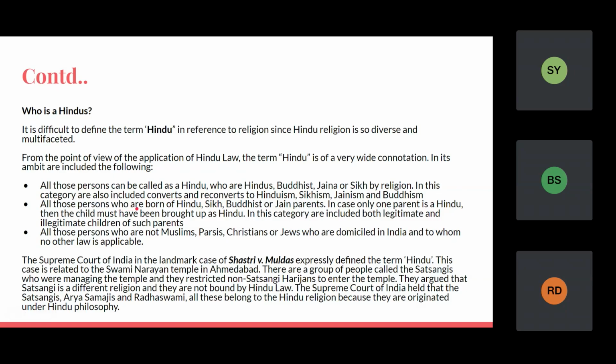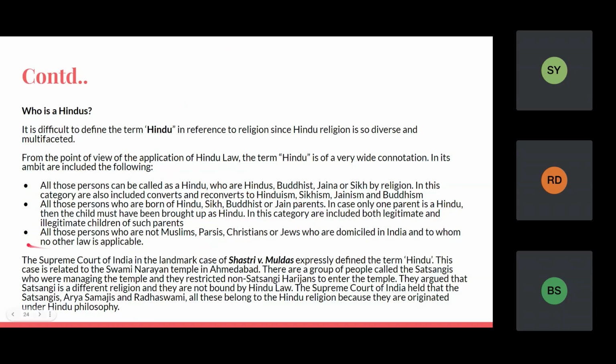All those persons who are born of Hindu, Sikh, Buddhist, or Jain parents. In case only one parent is a Hindu, then the child must have been brought up as a Hindu. In this category are included both legitimate and illegitimate children of such parents. These are the three important things. All those persons who are not Muslims, Parsis, Christians, or Jews, who are domiciled in India and to whom no other law is applicable.